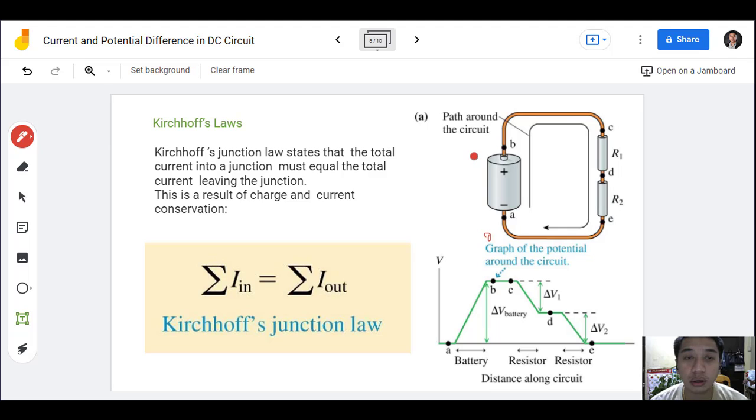So let's say 30 volts here, so the last would be 0 volts. So to explain further, Kirchhoff's law would flow the electron from higher potential position to the lower position. So that would be equivalent to constant or zero.